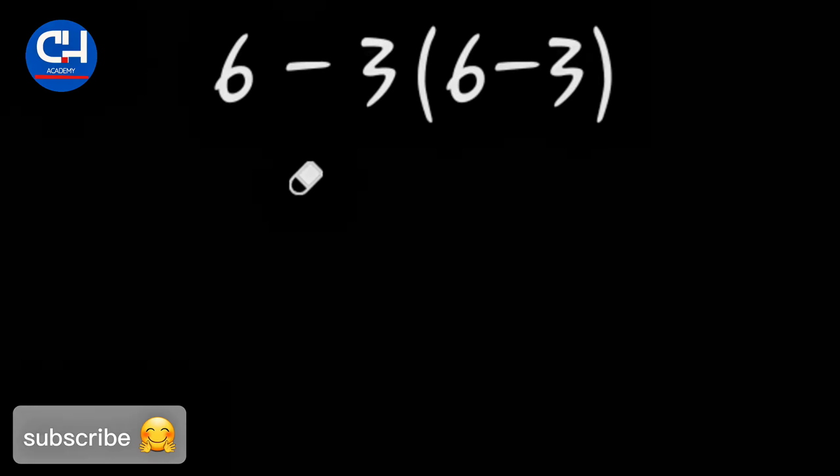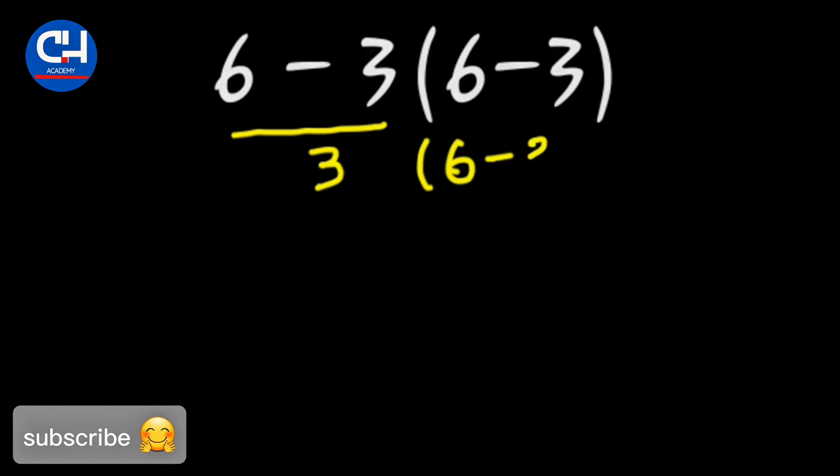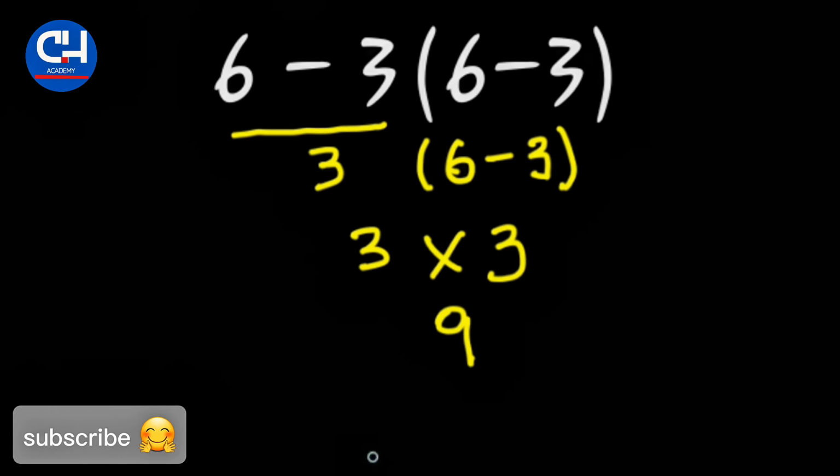Let's look at a common mistake first. Many people see the minus sign and jump straight from left to right. They might do 6 minus 3 is 3. Then they see 3 times (6 minus 3). They calculate 6 minus 3 is 3, and then 3 times 3 is 9. This leads them to a final incorrect answer of 9. This is wrong because it ignores a key PEMDAS rule.